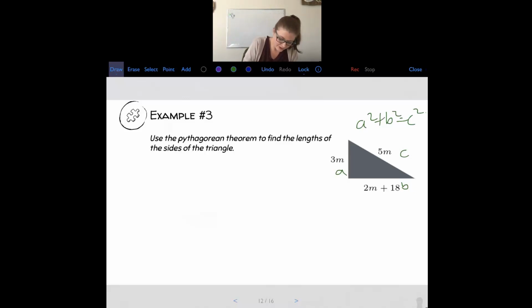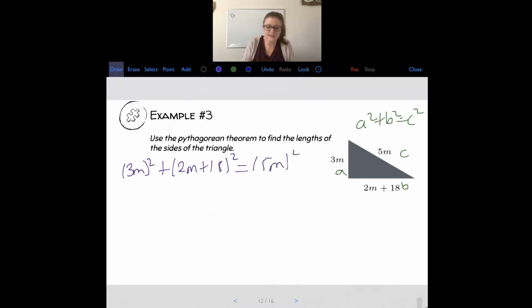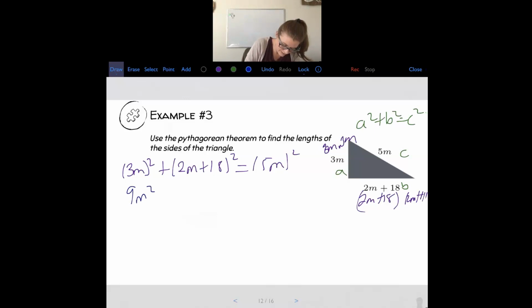Okay, so a squared is 3m squared, b squared is 2m plus 18 squared, and that's equal to 5m squared. Now I'm putting these in parentheses because we're squaring the entire thing. We're squaring the entire leg, which means 3m times 3m, or 2m plus 18 times 2m plus 18. Okay, and same with the 5m. So this is 9m squared. This becomes 2m plus 18 times 2m plus 18, and that would be 25m squared.